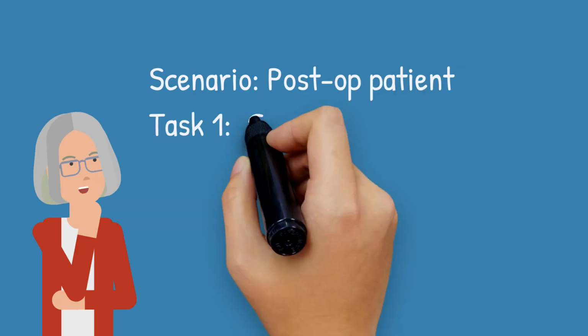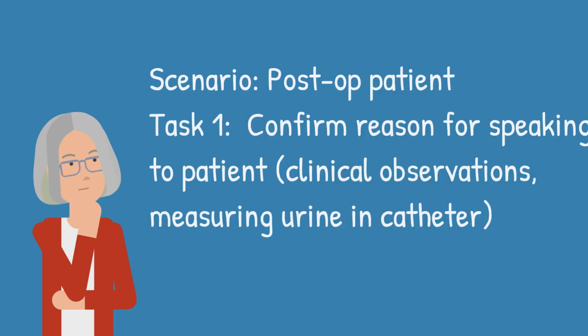Example 4, the scenario. A patient is in hospital and had an operation the day before. You are a ward nurse who has come to take the patient's clinical observations. The task bullet point 1. Confirm reason for seeing patient, in brackets, clinical observations, measuring urine in catheter, close brackets. How are you feeling? Planning the role play. Do you need to introduce yourself and explain your role? Yes, you need to introduce yourself and explain that you are one of the ward nurses. Then you'll move quickly on to the first bullet point to confirm the reason for speaking to the patient.